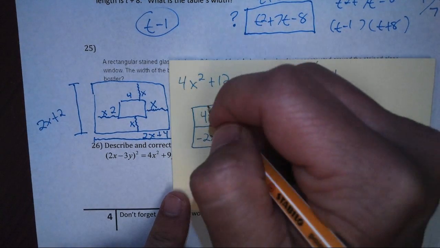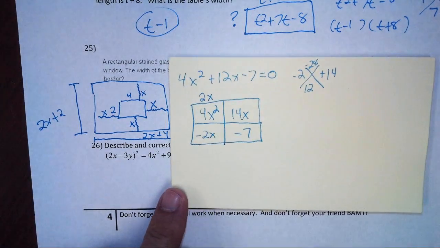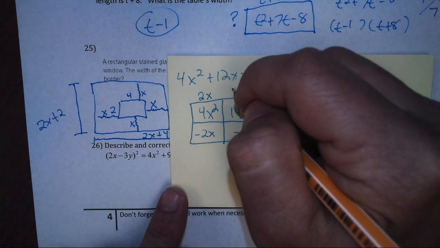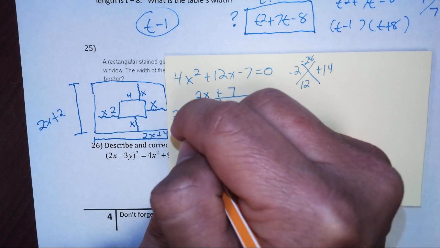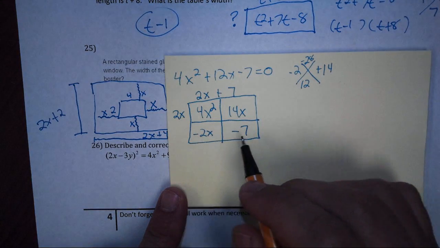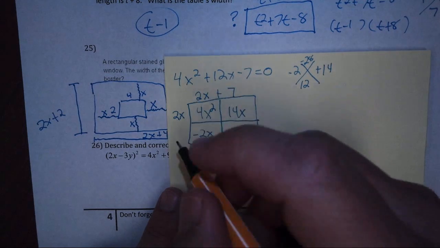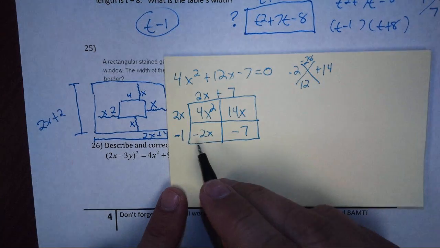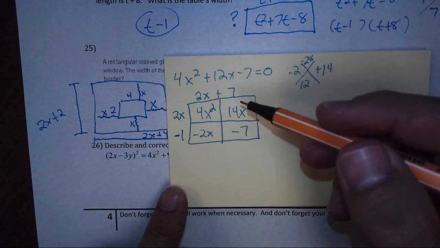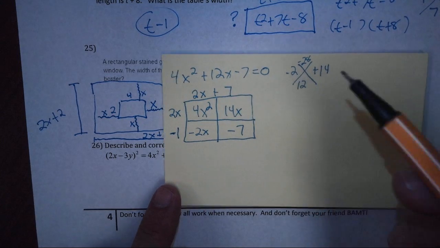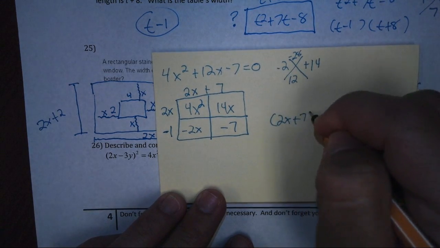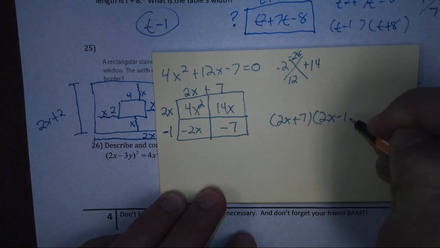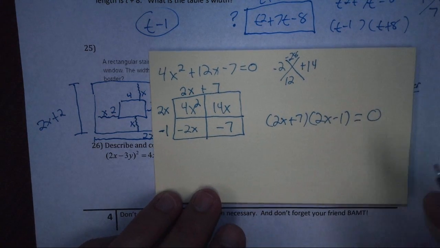4x squared, 2x. We can pull out a 2x. 14x, negative 7. I can pull out a 7. 4x squared, 14x. I can pull out a 2x. Negative 2, negative 7. I can pull out a 1. And it's a negative 1 because I'm touching a negative box. This was a positive 7 because I was touching a positive box. So now we've got an equation. 2x plus 7 times 2x minus 1 is equal to 0.